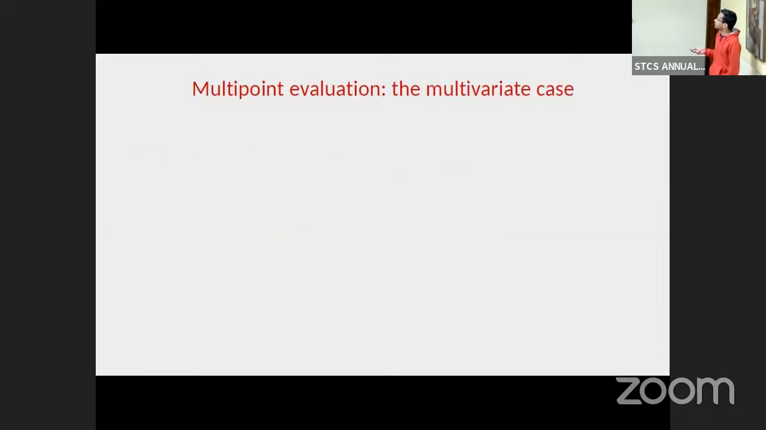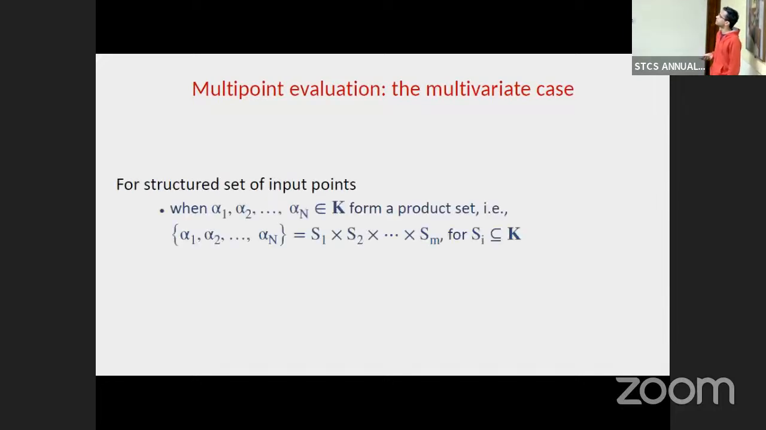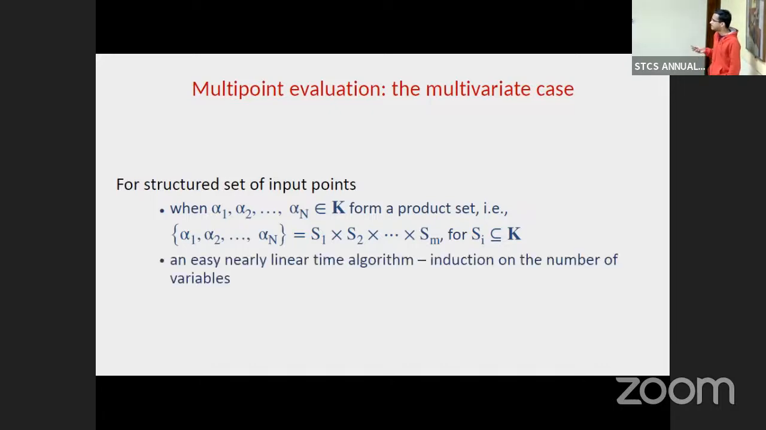Alright, so this is about the univariate case. What do we know about the multivariate case? Like in the univariate case, in the multivariate case, your input points have some structure. And structure here roughly means that your point set, alpha 1 to alpha n, comes from a grid, so it's a product set. Then you can build on the univariate algorithm of Borodin and Munro by an induction and get a nearly linear time algorithm. But this requires really strong structure from your input points. So they have to be a dense subset of some product set.